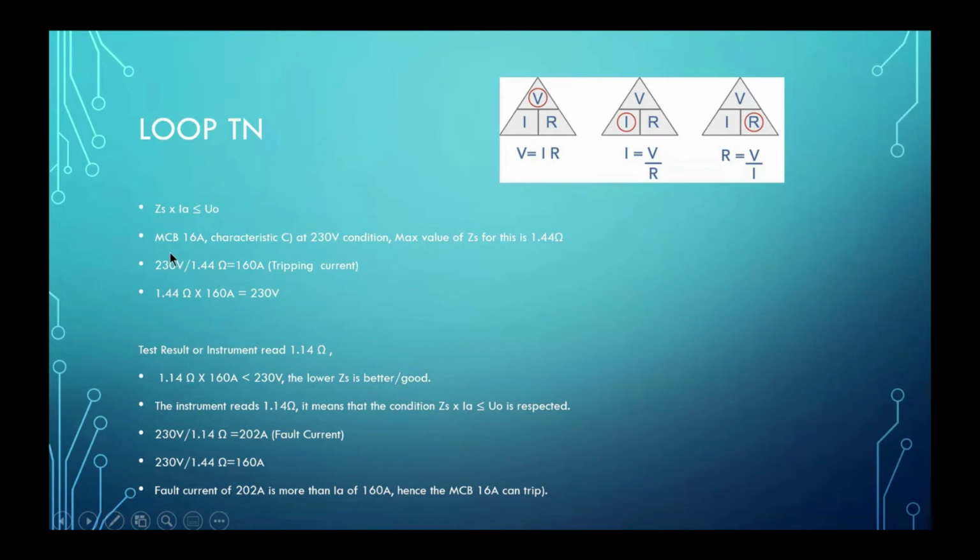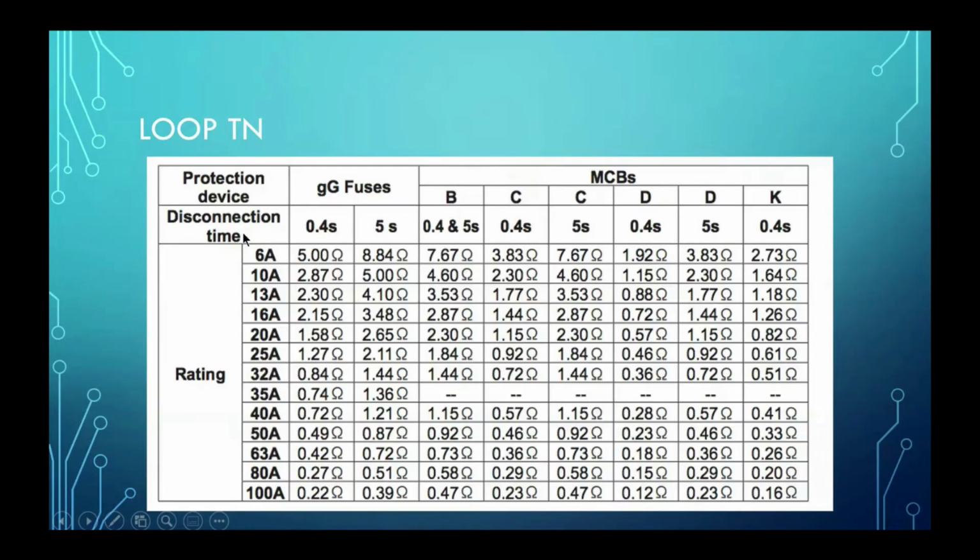For this example, I choose MCB 16 amp characteristic C at 230 volt. Just now I said UO must be 230 volt, no matter it's single phase or three phase. Based on this table, MCB 13 amps or 16 amps, MCB C, 0.4 seconds, the maximum impedance respected for this formula is 1.44 ohm.